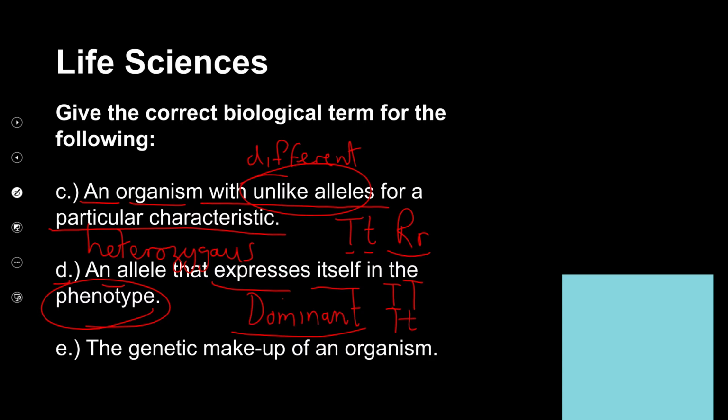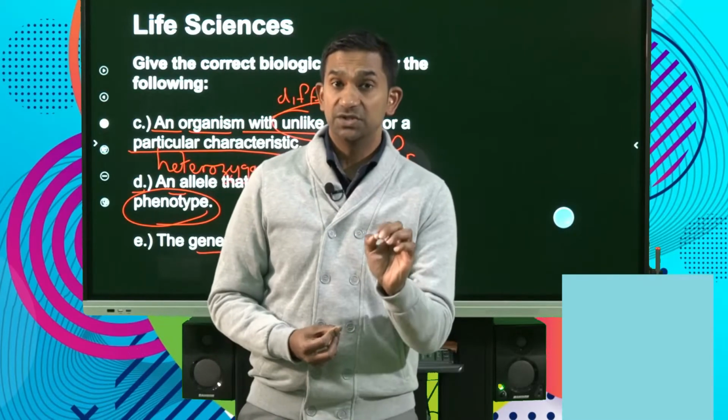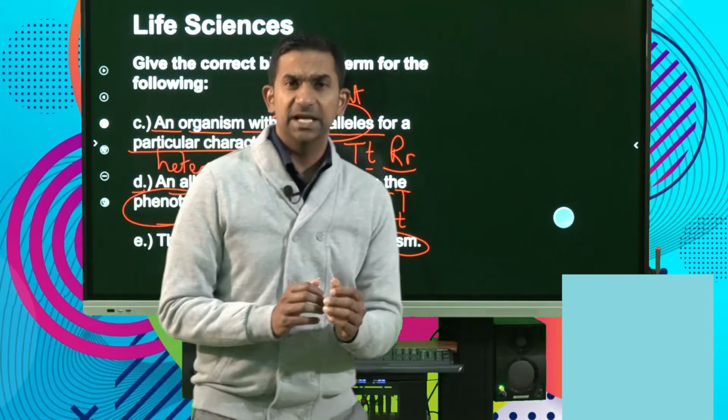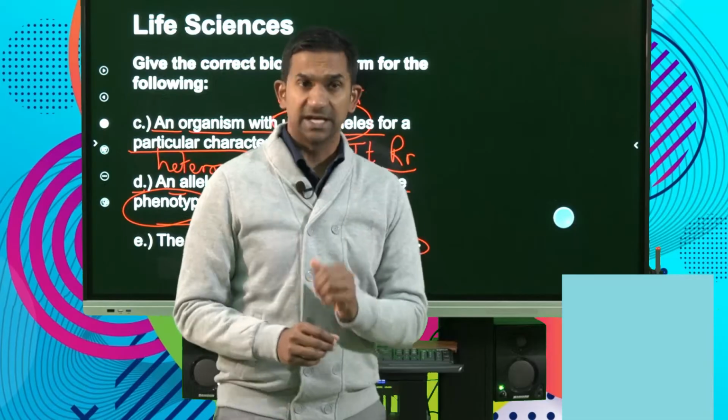And finally, the genetic makeup of an organism. If we talk about the genetic makeup, we're talking about the genotype of an individual. So that's a wrap of basic application of some of the terms that we've just looked at.